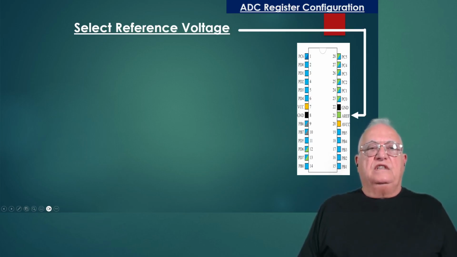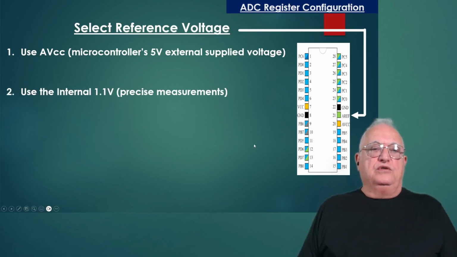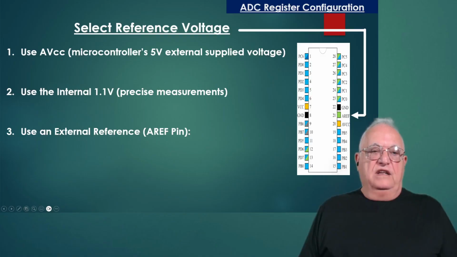Next, we need to set up a reference voltage. And we have 3 choices on how to do this. First, we can use the microcontroller 5-volt power supply, or we can use an internal 1.1 volts, which has a very high precision. And finally, we can actually hook up a voltage source which is fairly accurate to the AREF pin, which is pin 21.